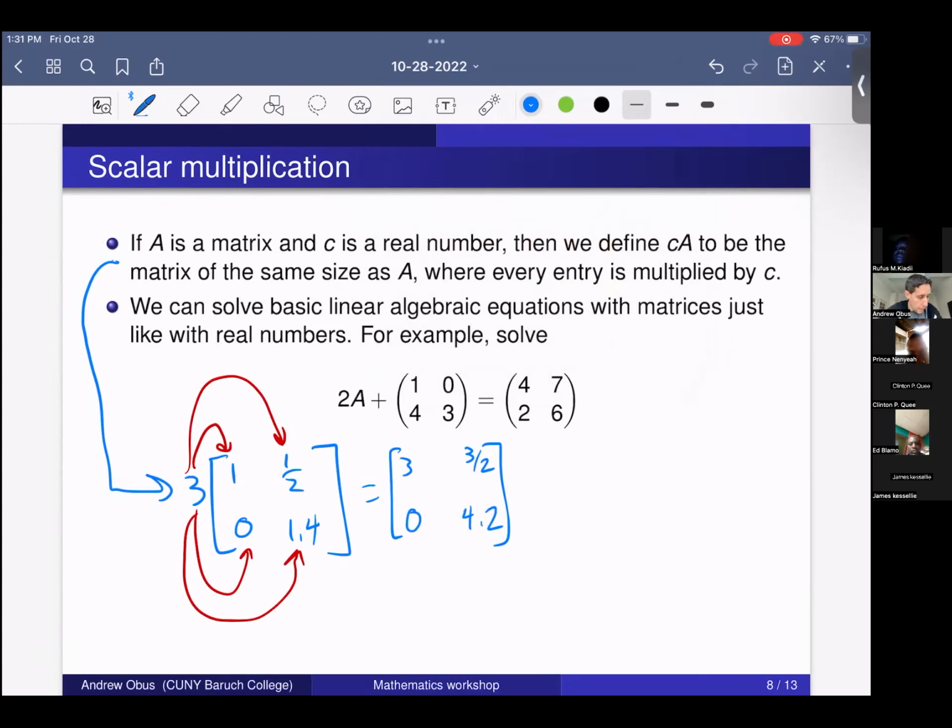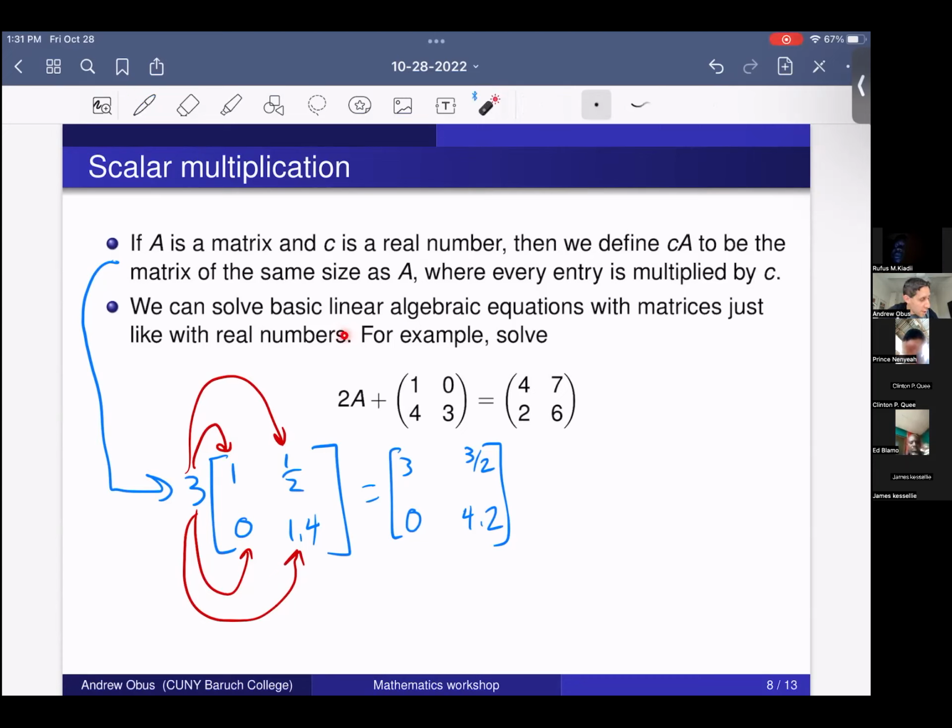So in this case I get 3, 3/2, 0, and 4.2. So I can take two matrices and add them and subtract them, and I can also take a matrix and multiply it by a number, by multiplying every entry in the matrix by that number. And the last thing I want to do, so we'll finish in a couple of minutes, is that you can solve equations with matrices. So this maybe gets to your question, James.